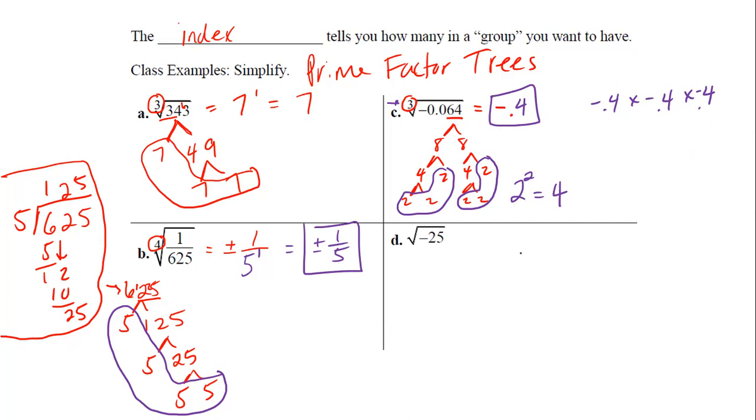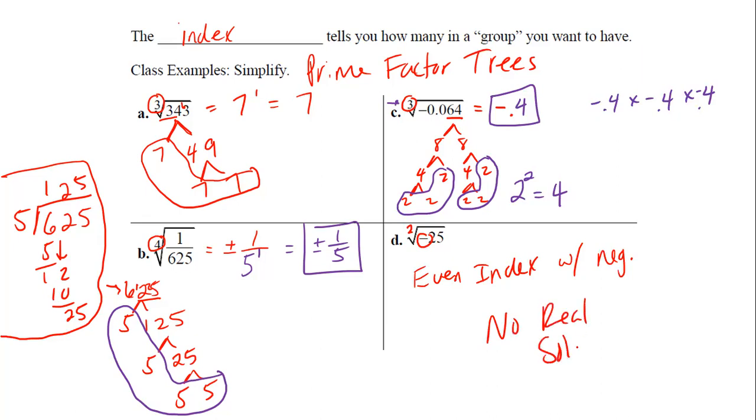Okay? All right. D. When there is not an index on the outside, that index is automatically a 2. Make sense? Haven't we already seen square roots before? Yeah, so it's automatically a 2. All right, so when I look at this, I have an even index. And if I have an even index, what is not allowed? A negative. This is a problem for an even index, because I have an even index with a negative. That means I have no real solutions, and there's nothing more that I have to do.